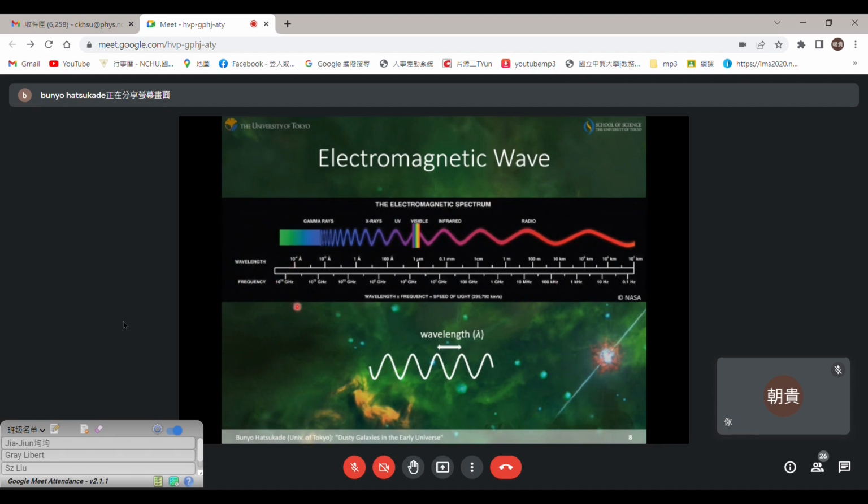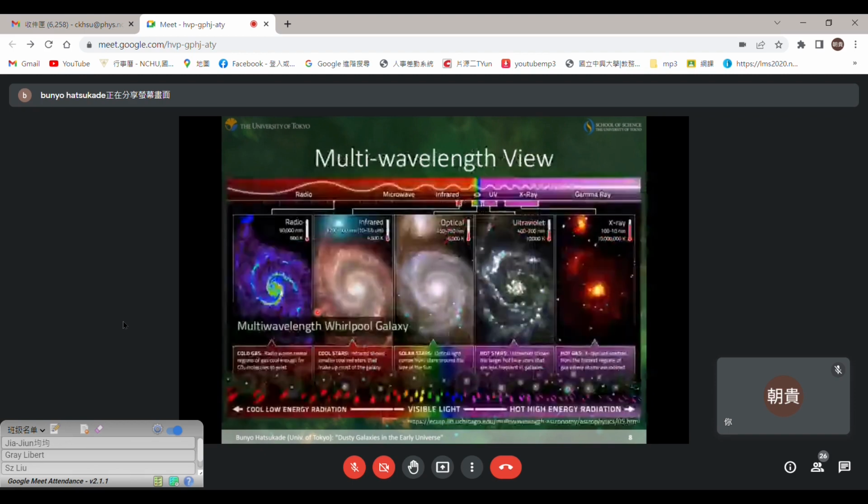But in order to understand the whole activity of the universe, we need to collect as much of this information as possible. For example, this is a multi-wavelength view of the Whirlpool galaxy, a nearby galaxy. From left to right, the images are taken at radio, infrared, optical, ultraviolet, and X-ray. These different wavelengths trace different physical properties or materials.